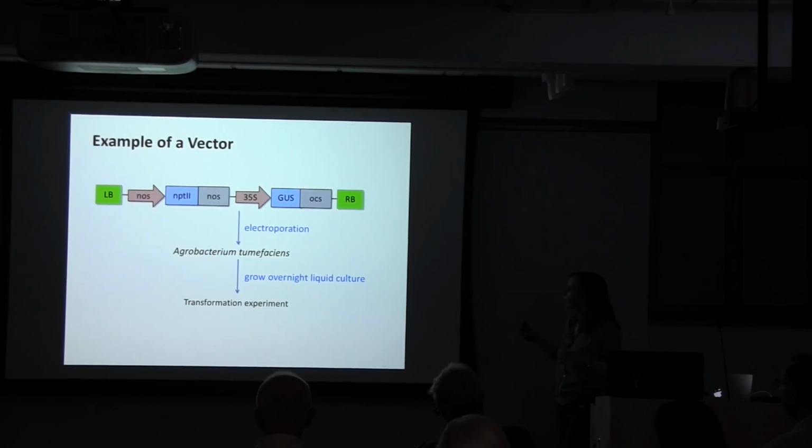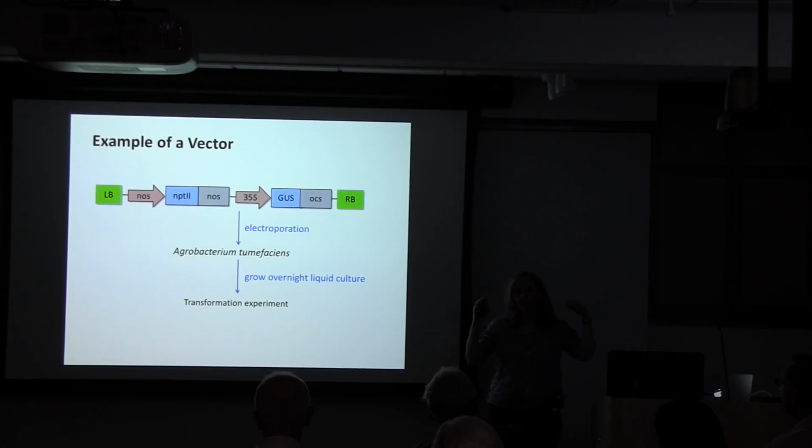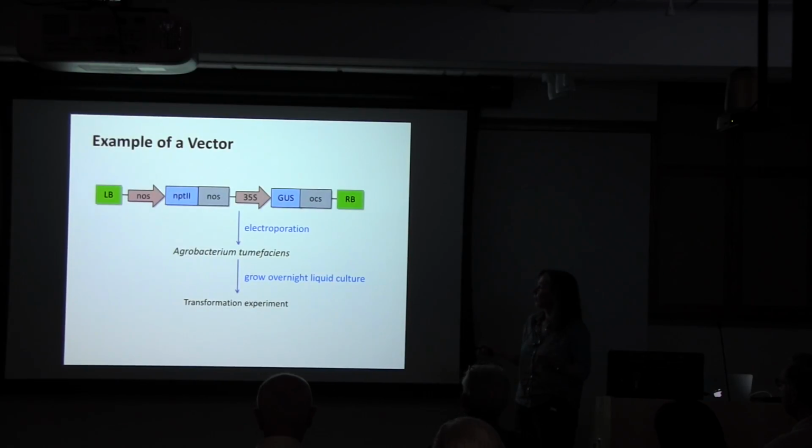This is a closer-up view of a vector, and what you see here is there is a left and a right border, and that's the sequence that the agrobacterium recognizes. Agrobacterium has endonucleases, and those are the sequences it recognizes to cut that DNA at those points and transfer it into the plant cells. Those vectors also contain promoters. I'm just using these as an example. There's all sorts of different types of vectors that you can use. This is the NOS promoter driving the NPT2 gene. Now the NPT2 gene is a selectable marker gene, and it confers resistance to kanamycin, the antibiotic.